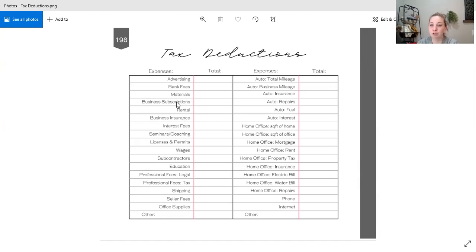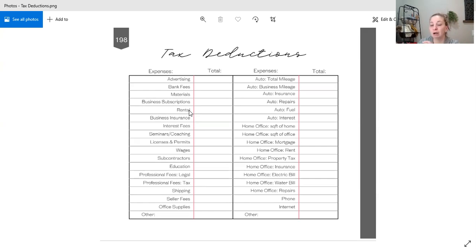Business subscriptions, this is going to be anything like Canva, Photoshop, anything that you're paying for on a subscription basis. Now, this is not any memberships or subscription boxes or anything like that. This is just your business subscriptions that you're using solely for business. So like I said, Canva, Photoshop, PicMonkey, that's going to go in this category.